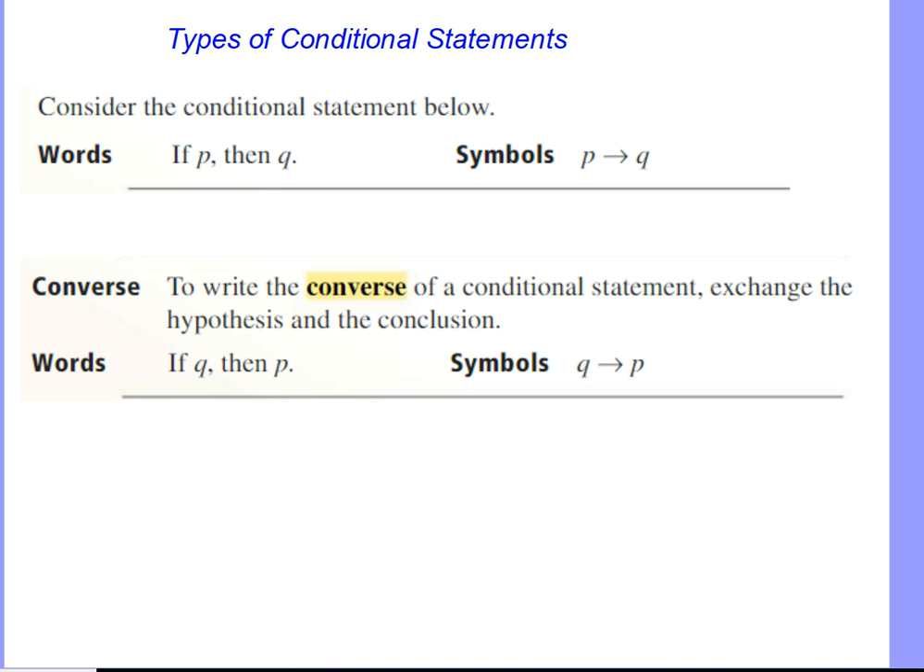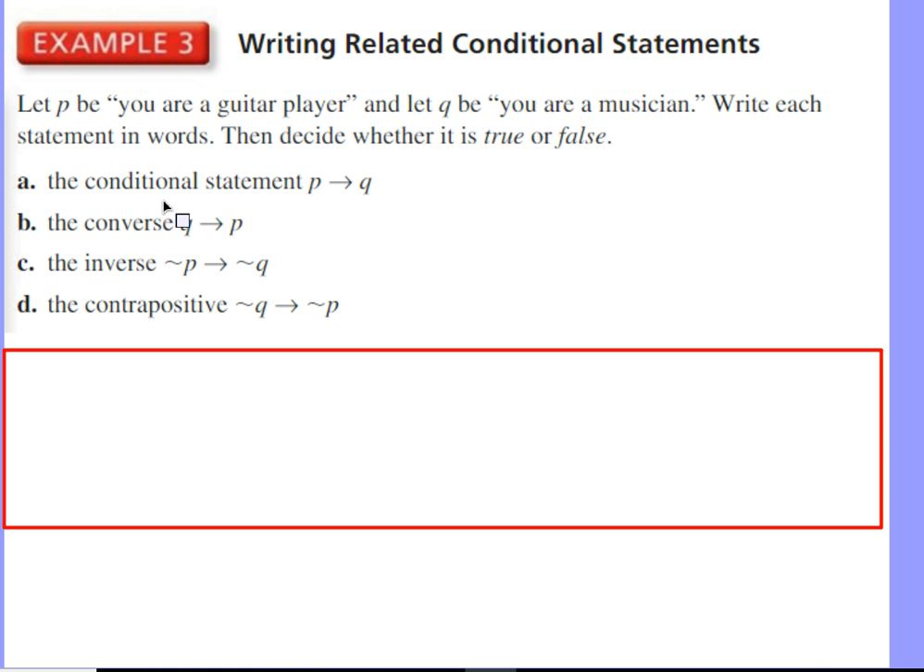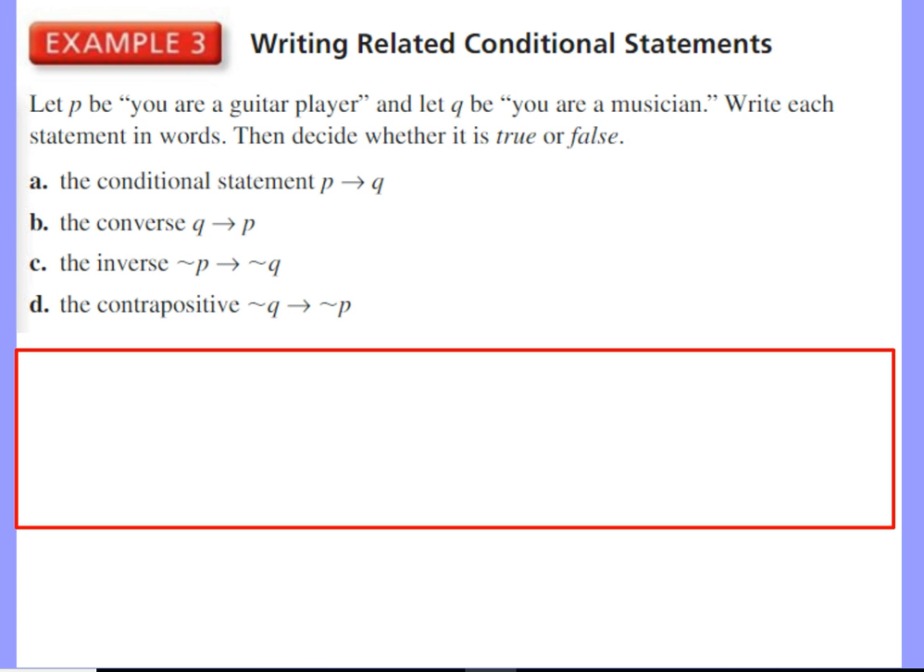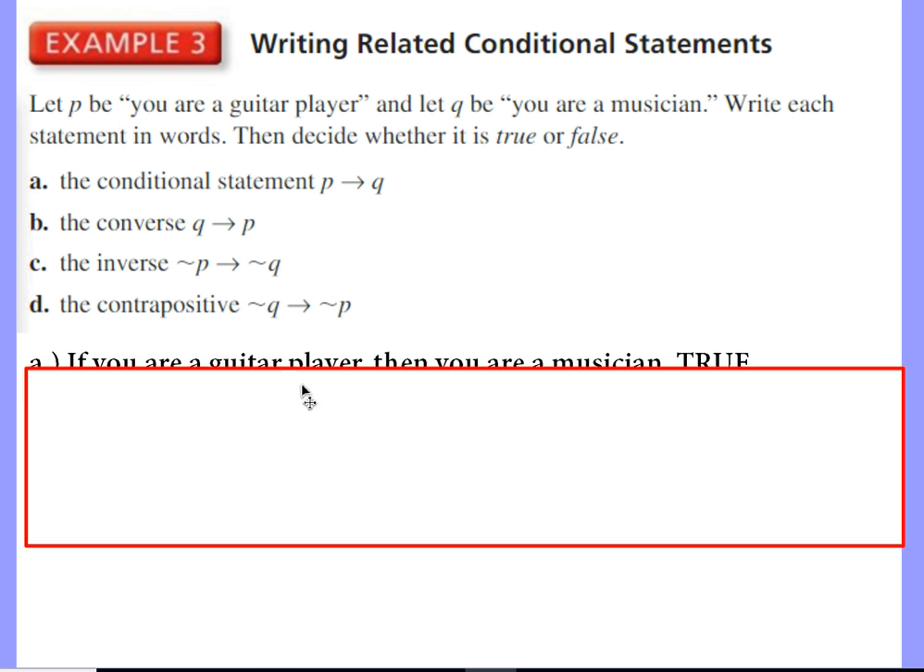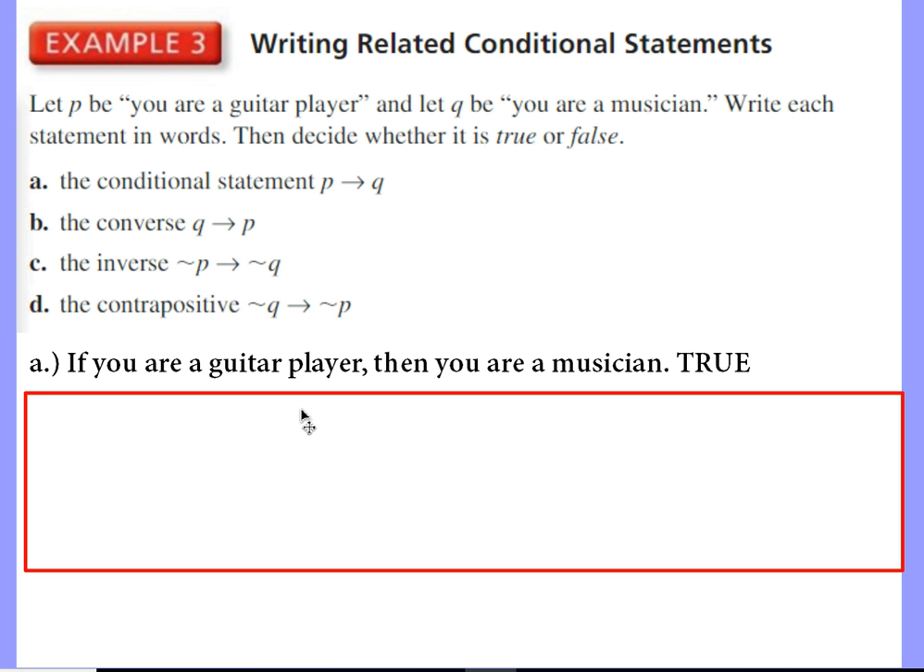Let's take a look at an example of the converse before we look at the other types of conditional statements. Let P be the hypothesis, you are a guitar player, and let Q be the conclusion, you are a musician. We're going to write each of the following. Let's start with the conditional statement, if P, then Q: if you are a guitar player, then you are a musician. And that's true. If you play the guitar, you are considered a musician.